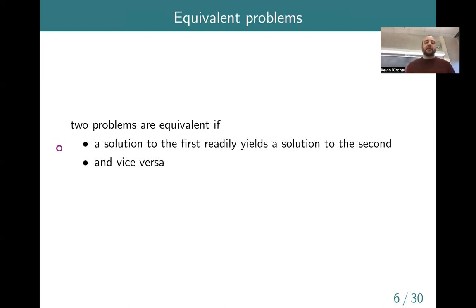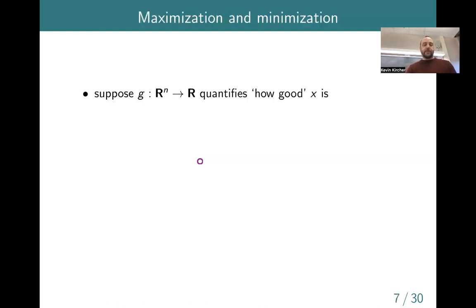So two problems are equivalent, meaning you can interchange them, if you can get a solution to the first one relatively easily by just solving the second one, and vice versa. So there's kind of a bijection, a two-way equivalence between the problems. One example of that is just this interchange between maximization and minimization.